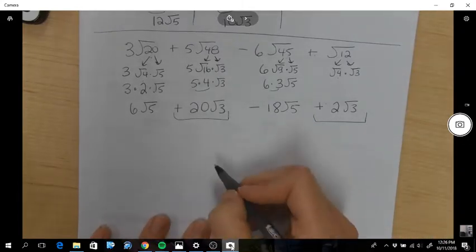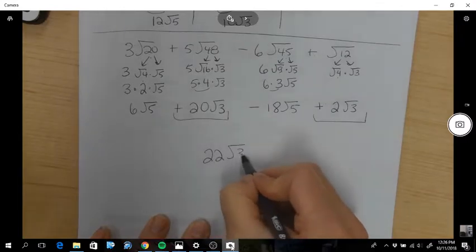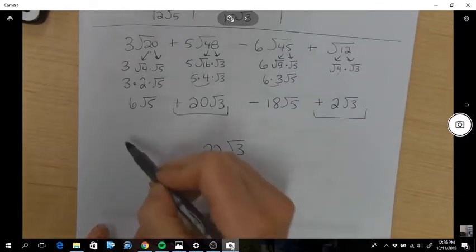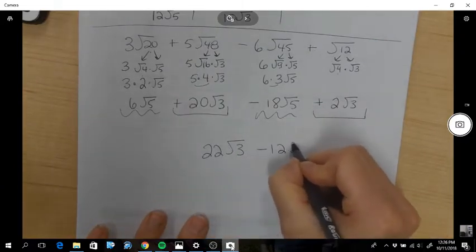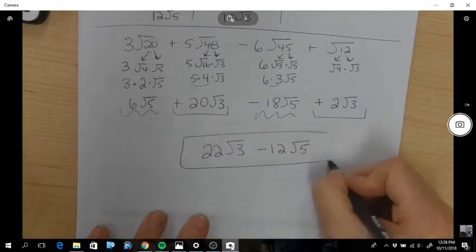So I have 22 root 3's, and then I can put together my root 5's. So 6 minus 18 is negative 12 root 5. And that is my final answer.